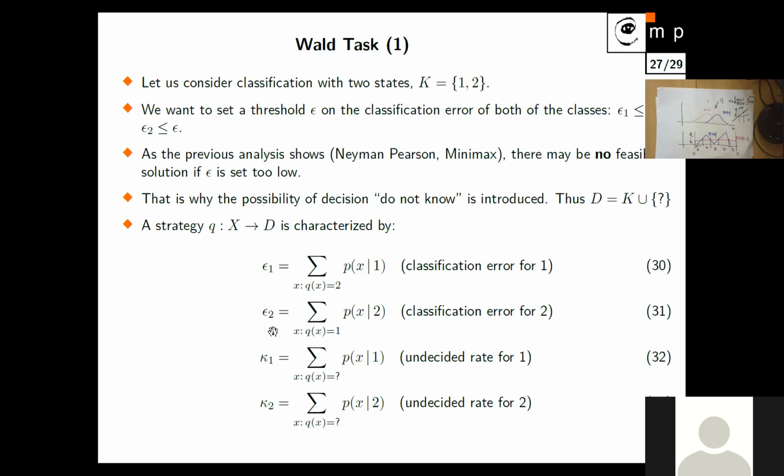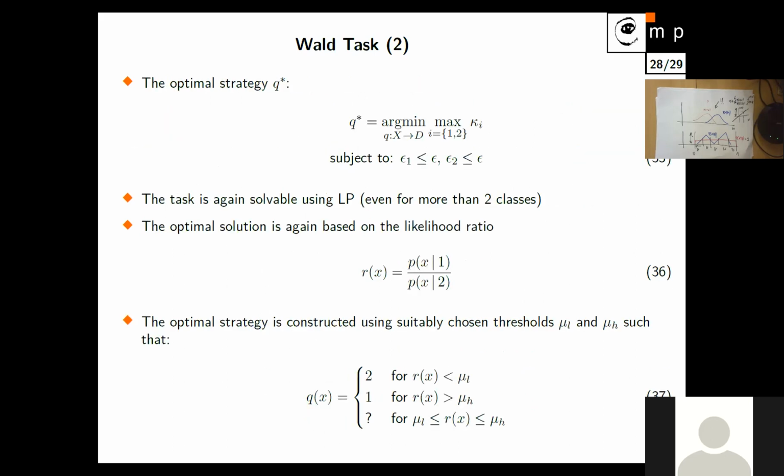We have these two errors. And at the same time, minimize how often you say I don't know for class 1 and I don't know for class 2. This always has a solution because for any epsilon, you can always say I don't know all the time. So you can solve it.